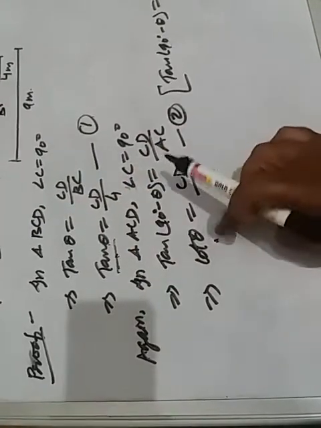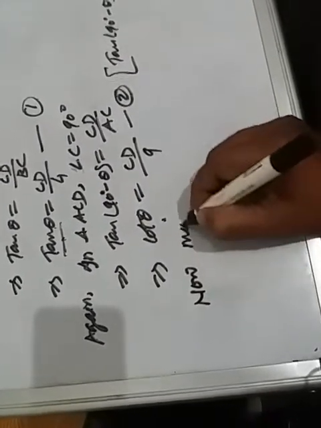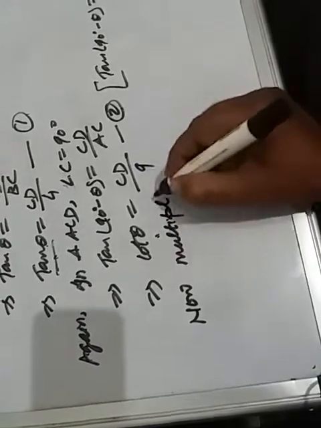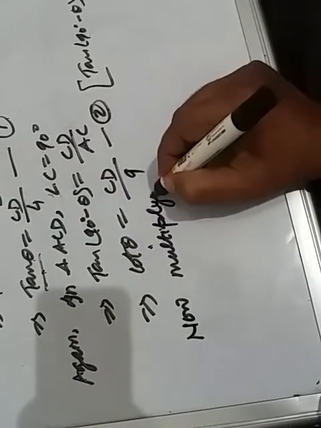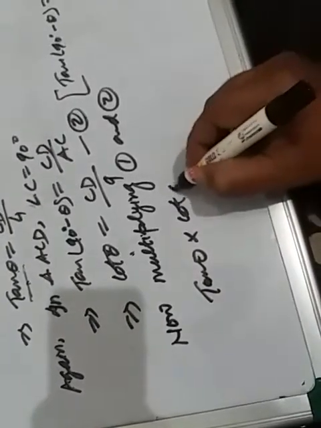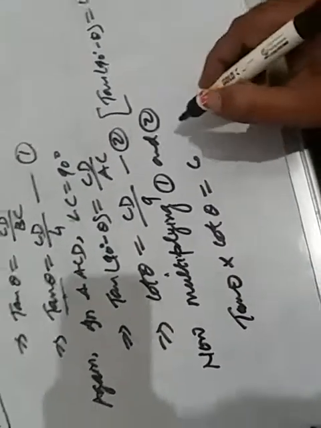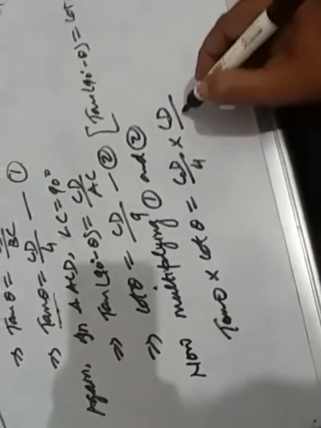If you multiply both equation number 1 and 2, then tan theta into cot theta will be 1, because they are reciprocal to each other. Now this is very much important, children, be careful. Multiplying 1 and 2, we have to multiply both the equations, that is tan theta into cot theta equal to CD upon 4 into CD upon 9.